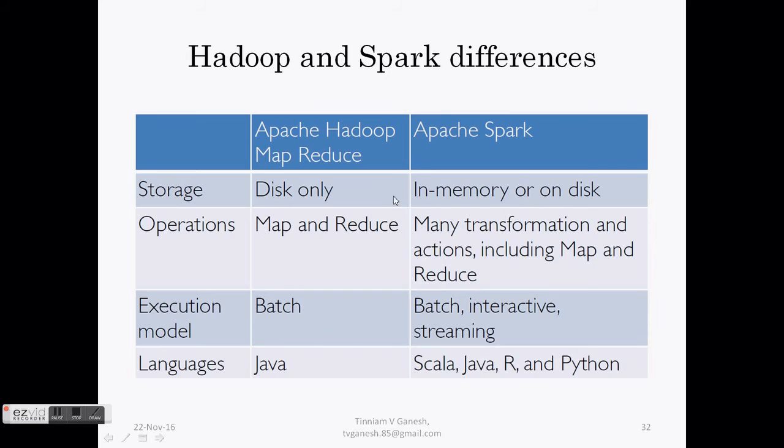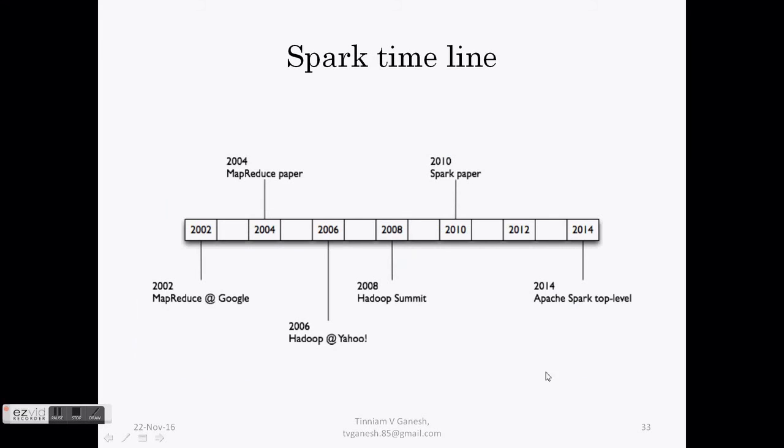So you can see the differences between Spark and Hadoop. Hadoop is disk only, whereas Spark is in memory, or it could be on disk. Hadoop uses the MapReduce algorithm, whereas Apache Spark has many transformations and actions. And Hadoop typically uses Java, and Apache Spark uses Scala, Java, R, and Python.